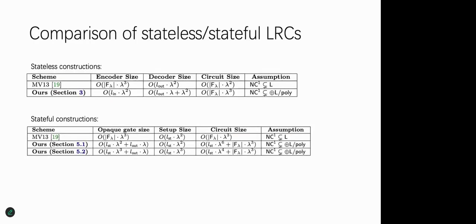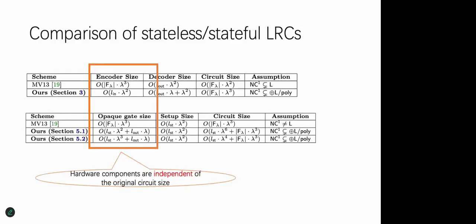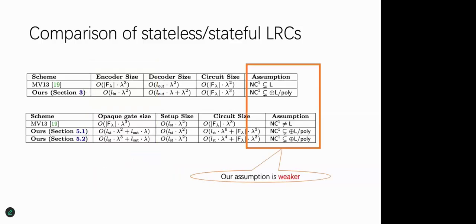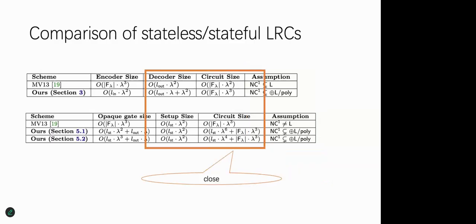Here is the comparison between our stateful and stateless ARCs and the ones proposed by Miles and Wheeler. One can see that our hardware components are independent of the original circuit size, so they are much smaller when treating moderately large circuits. Also, our assumption is weaker, and the other parameters are very close to each other.